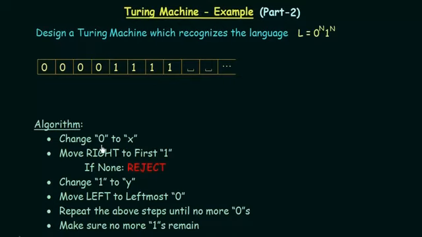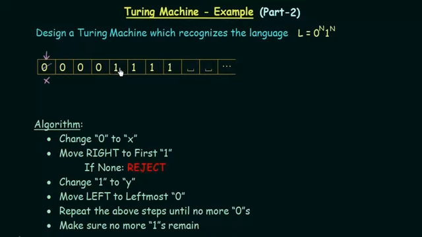It says change the first 0 to x. First of all, I have my tape head over here, and I see that there is a 0 here. This is my first 0. This 0, I replace with an x. This is what step 1 says. Then you have to move right to the first 1. So I have to move my tape head right step by step until I find the first 1. One step to the right, one step to the right, one step to the right, and when I take the next step to the right, here I find my first 1.